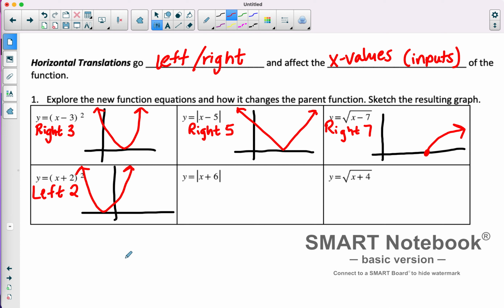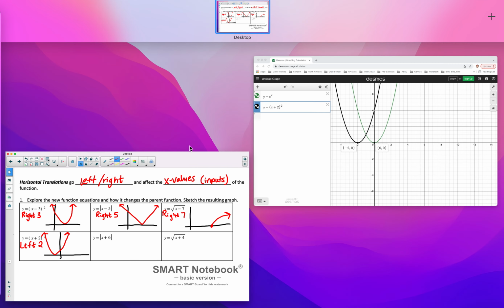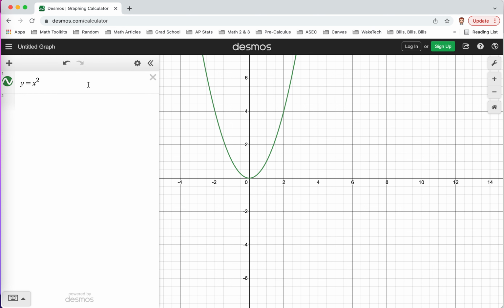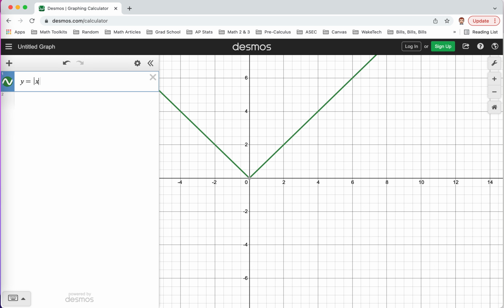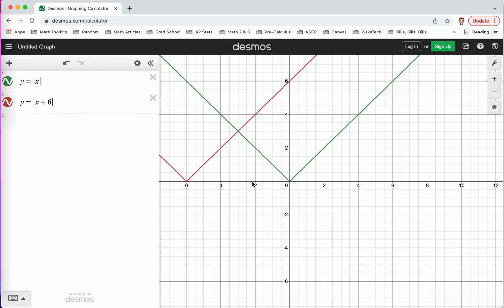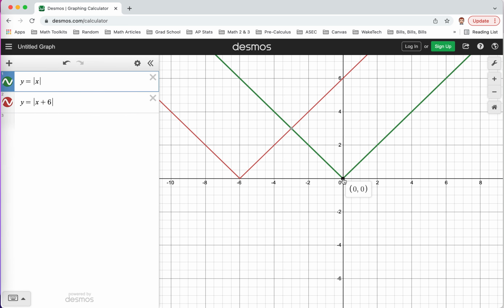If we did x plus 6 inside the absolute value, that plus 6 affects the x values. So we're still affecting our inputs. We change our absolute value of x to absolute value of x plus 6. We can see it moved the original function from 0, 0 to a vertex of negative 6, 0, so it moved to the left 6.